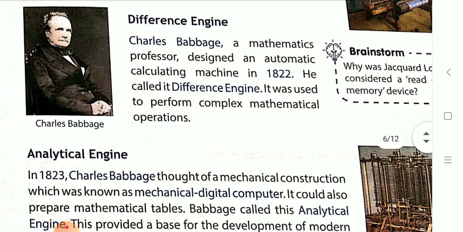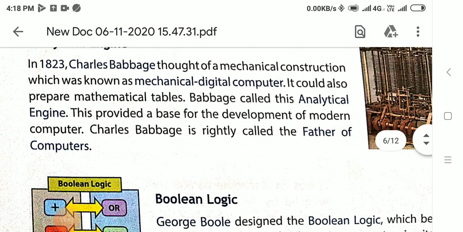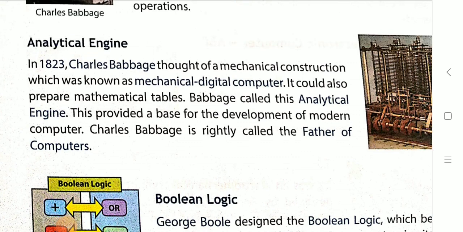Next, difference engine. Who invented the difference engine? Charles Babbage. Charles Babbage, a mathematics professor, designed an automatic calculating machine in 1822. He called it the difference engine. It was used to perform complex mathematical operations. Analytical engine. In 1823, Charles Babbage thought of a mechanical construction which was known as a mechanical digital computer.